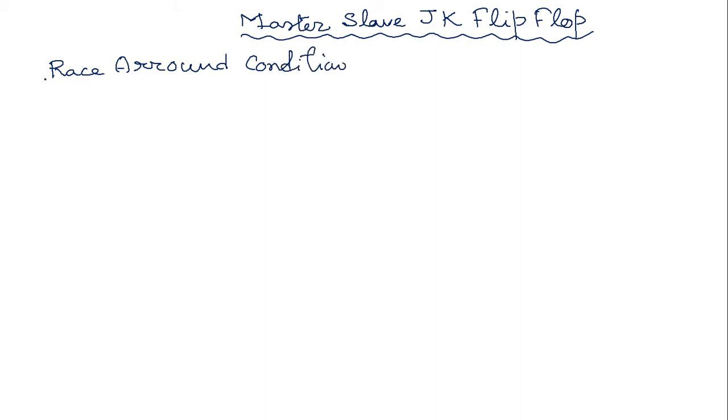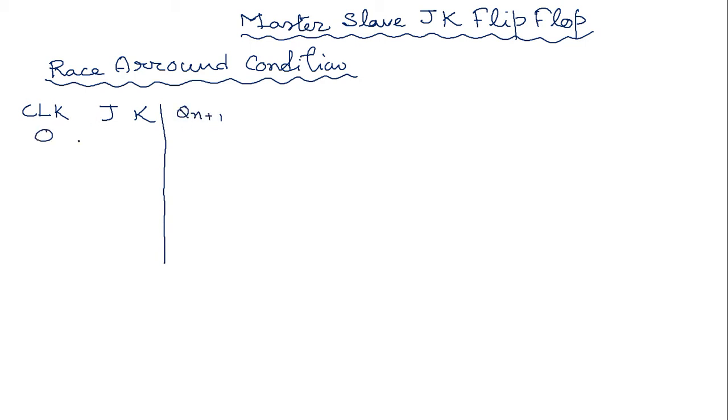Race around condition. So what is basically race around condition? It will be clear from the truth table of JK flip-flop. So JK, Qn plus 1. When clock equals 0, JK is in don't care condition, so we will get the output Qn as the next state Qn plus 1. And when clock equals 1, we will observe the four states of JK: 0 0, 0 1, 1 0 and 1 1.